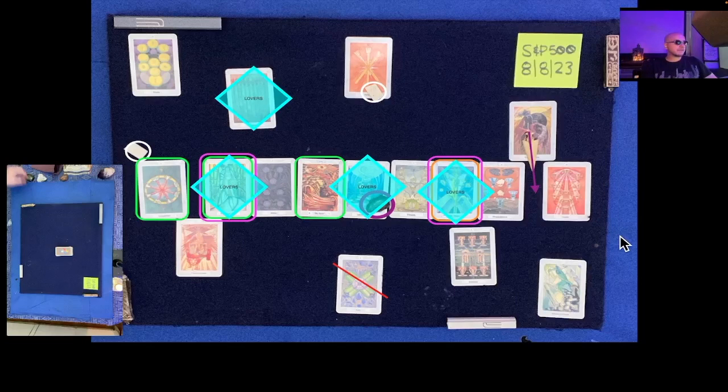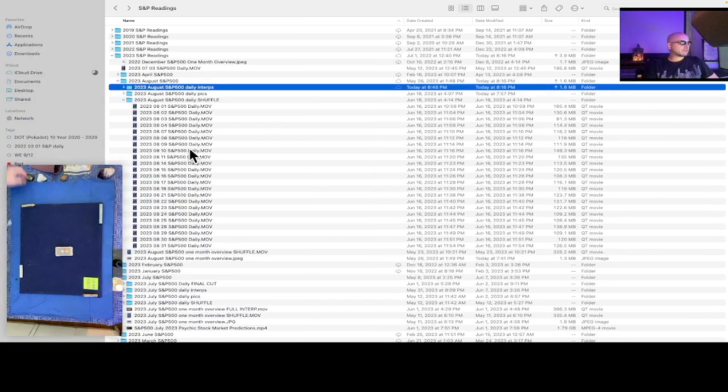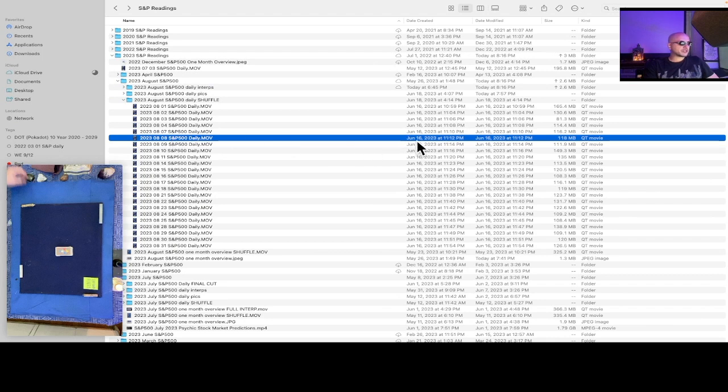This is the S&P 500 one-day reading for August 8th, 2023. It's currently June 25th, 2023, 8:20 p.m. Eastern Time. And the shuffle file we're about to play was created on June 16th, 2023 at 11:12 p.m. Eastern Time. That's this video right here.